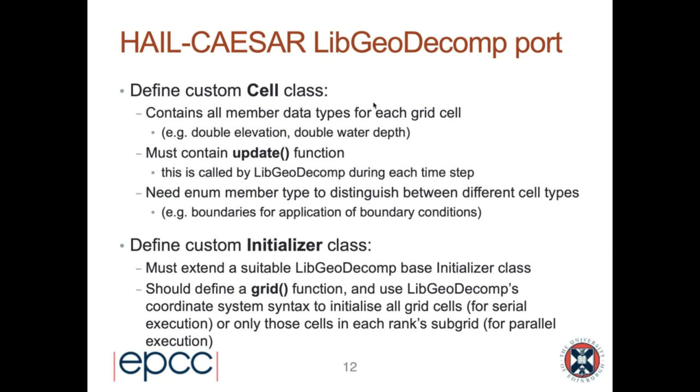Having defined our custom cell class, we also need to define a custom so-called initializer class. I've spelled it here with a Z because it's in the library with a Z. This initializer class must extend a suitable choice of LibGeoDecomp base initializer class. Then within that initializer class, we must define a grid function. Within that grid function, using LibGeoDecomp's coordinate system syntax, we must initialize all the grid cells on the entire grid if we're talking about serial execution, or, if we're running in parallel, all the cells in each rank's subgrid. So the grid function is what LibGeoDecomp calls when it initializes the grid as a whole, or the subgrid on each rank.